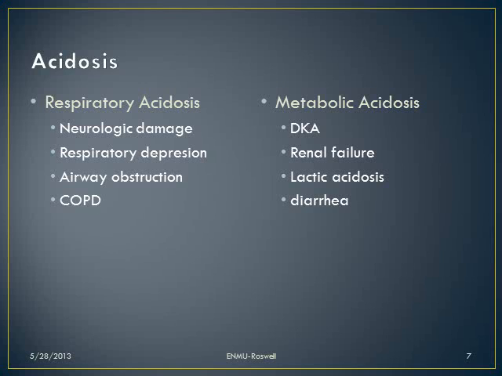Respiratory acidosis, things that cause that. Neurologic damage. Okay, somebody having a stroke, somebody that's got a lesion on their brain. If it's causing them to breathe slowly, they're going to retain what? Yep, CO2, which is going to cause them to become acidotic. Okay? Somebody is breathing slow, they're going to retain CO2, which is going to cause them to become acidotic.